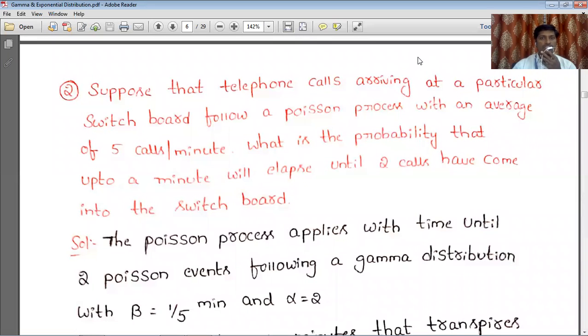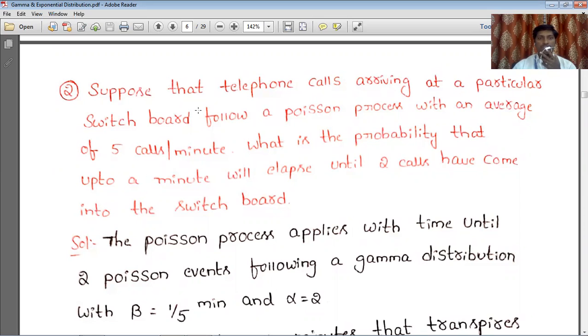Today we are going to see the problems on gamma distribution. Already we saw last class how to find the statistical measures of gamma distribution like mean, variance and standard deviation, how to calculate. Now we are going to see the problems on gamma distributions.